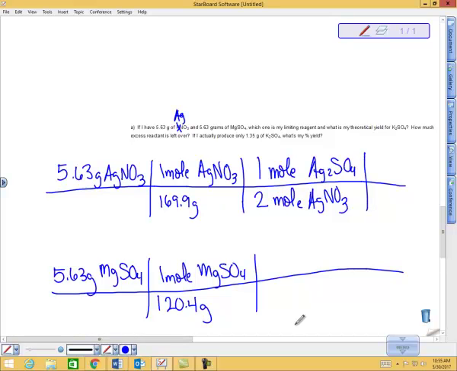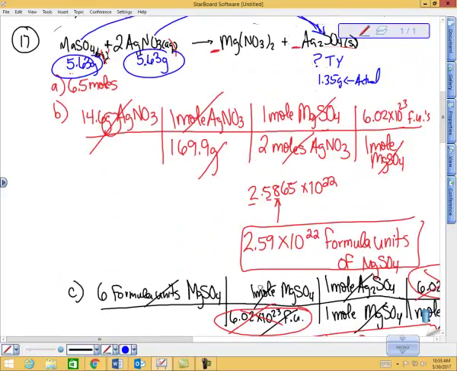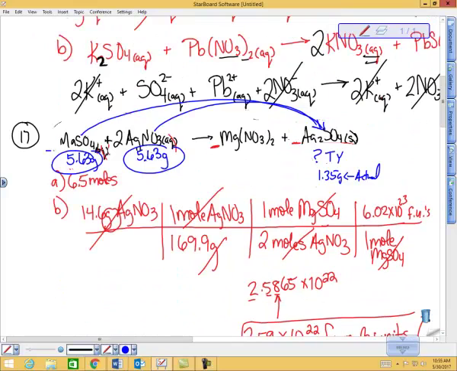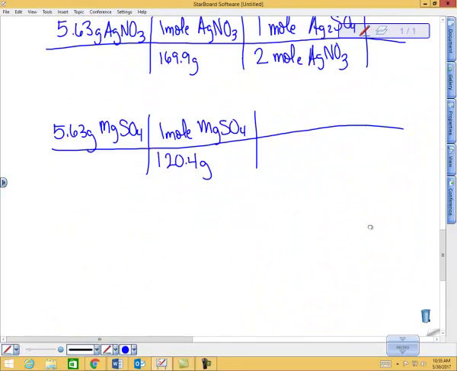Okay. So coming down to this bottom half, the magnesium sulfate. Check magnesium sulfate. Magnesium sulfate doesn't have anything in front of it, so that's a 1 to 1 mole ratio. So let's go ahead and fill that in. For every 1 mole of magnesium sulfate, you are going to make 1 mole of silver sulfate.